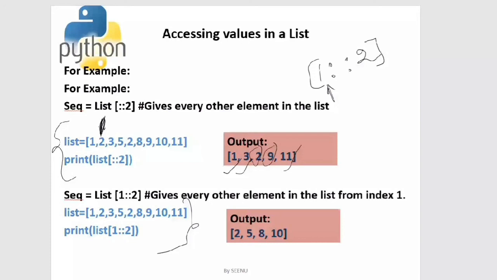So this 2 is at index 1, and I want to consider till the end by skipping 1 character. So it prints 2 on the screen for me here, starting from 2. Then it prints 5, skipping 3, then prints 8, and then prints 10. Okay, so is the second stride example clear? Second program clear to everyone?